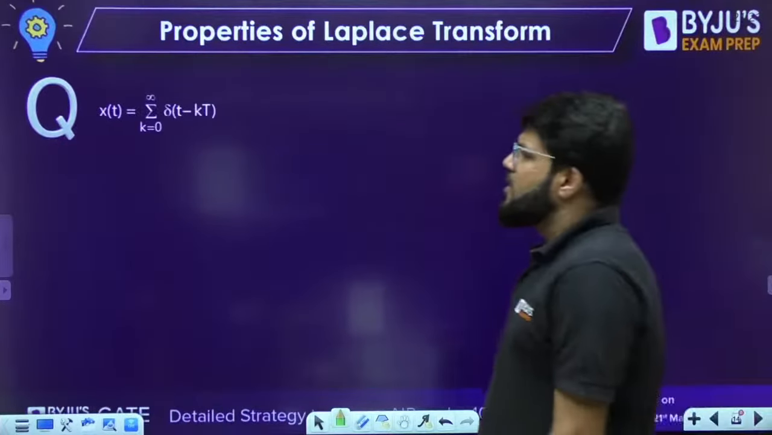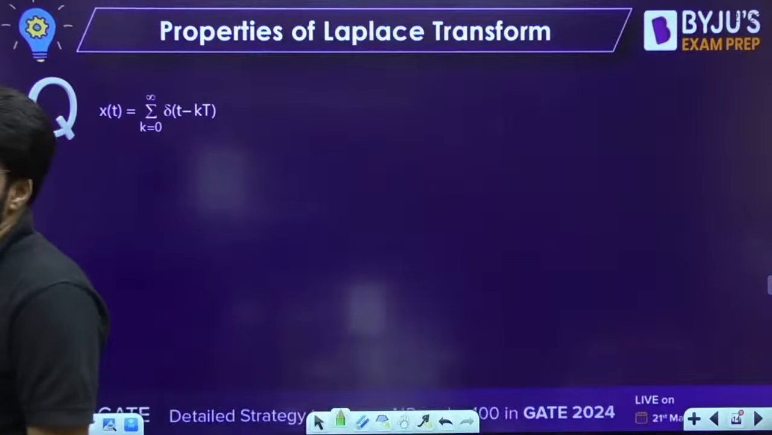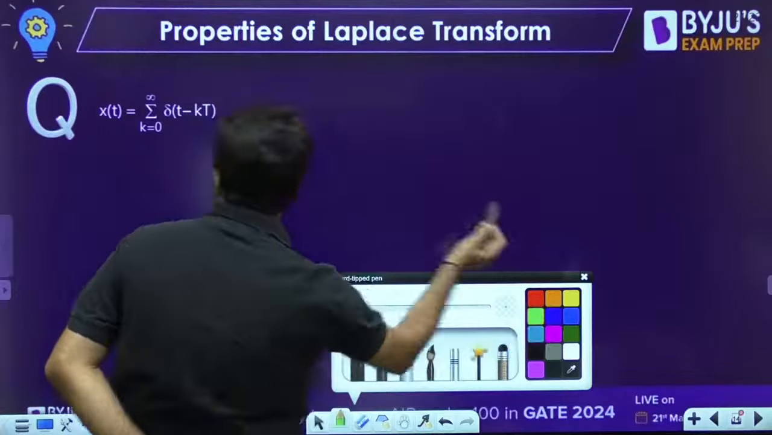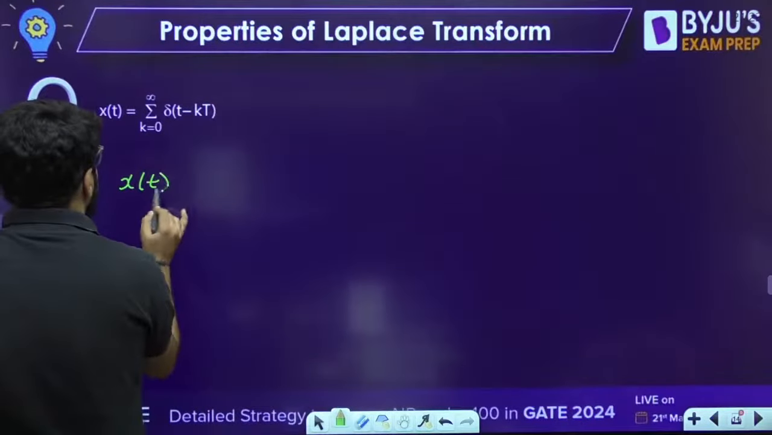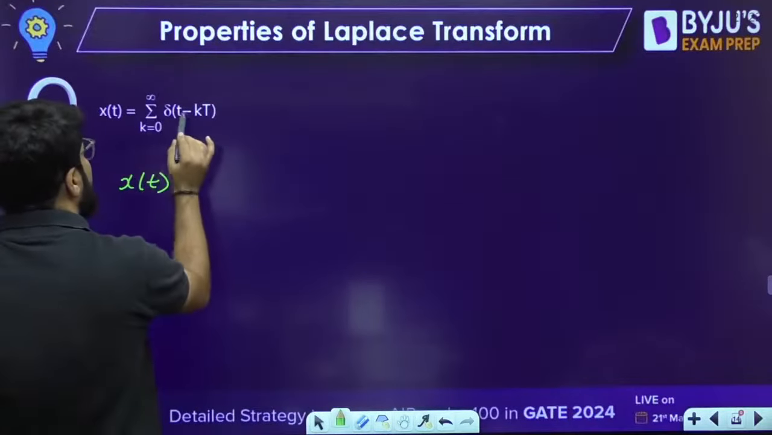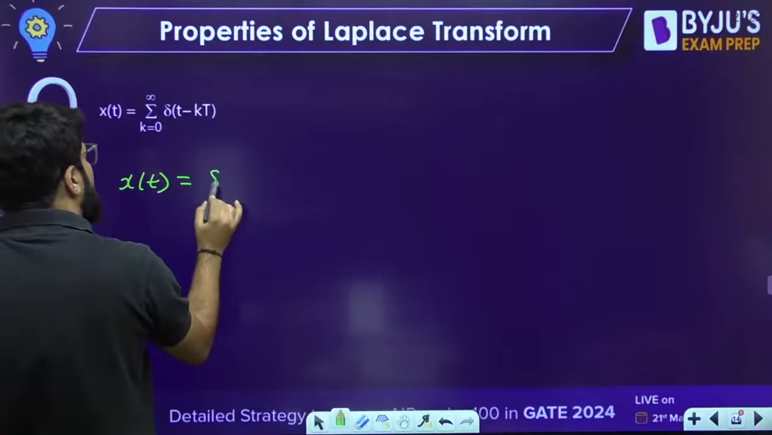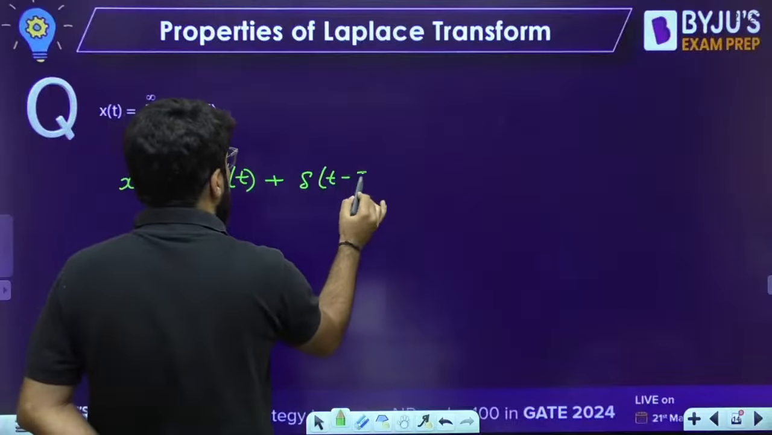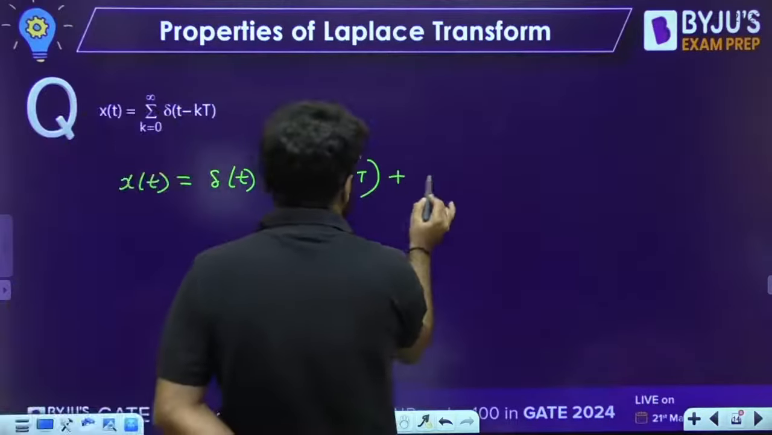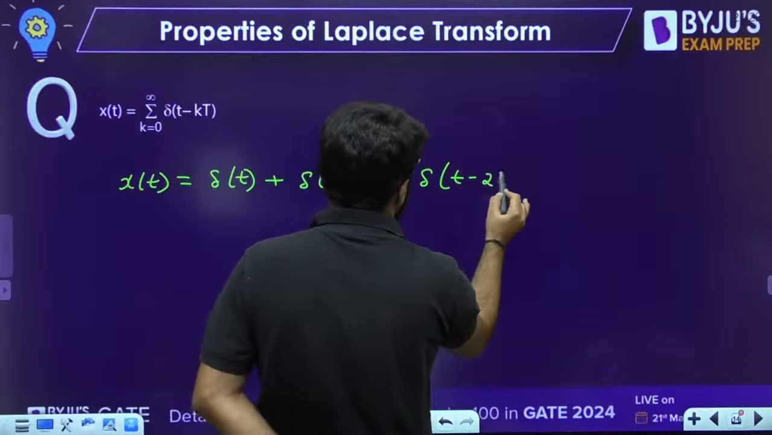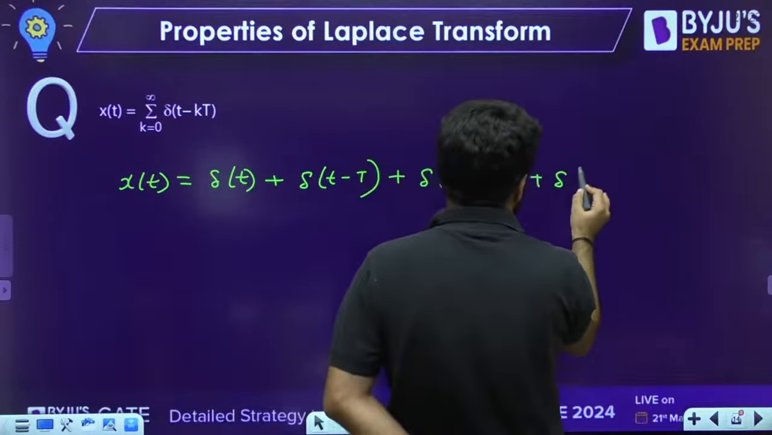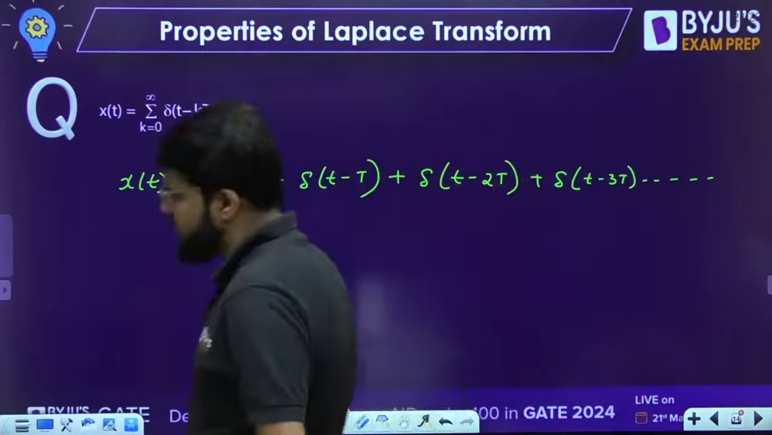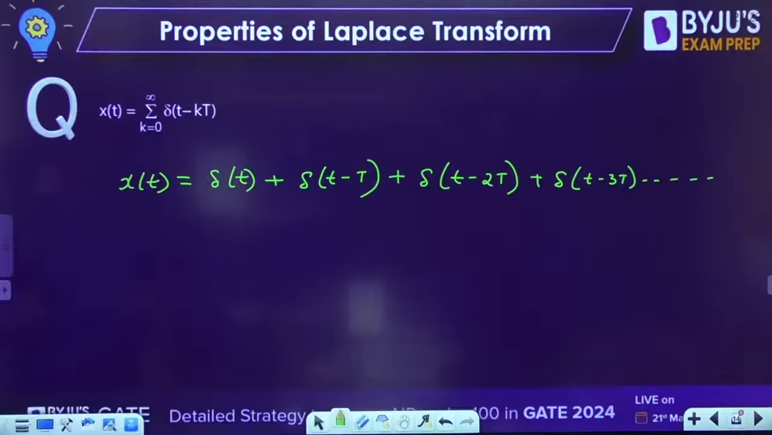Next case: summation of delta(t minus kT). Find the Laplace transform. Let me expand this. It means summation k equal to 0 to infinity of delta(t minus kT). If I start with k equal to 0, the first term is delta(t). Then the next term is delta(t minus T), k equal to 1. Next is delta(t minus 2T), next is delta(t minus 3T), and so on, up to infinity.